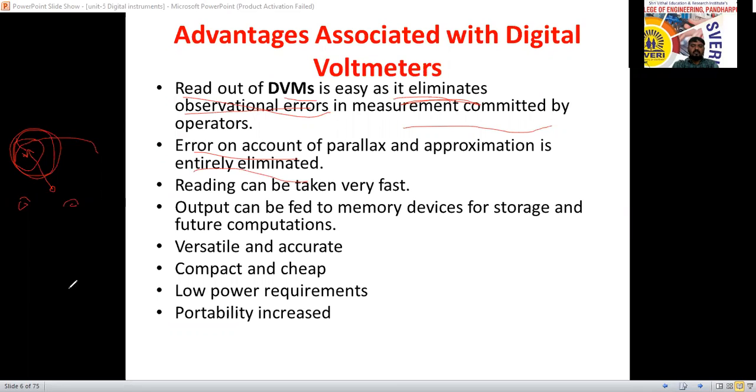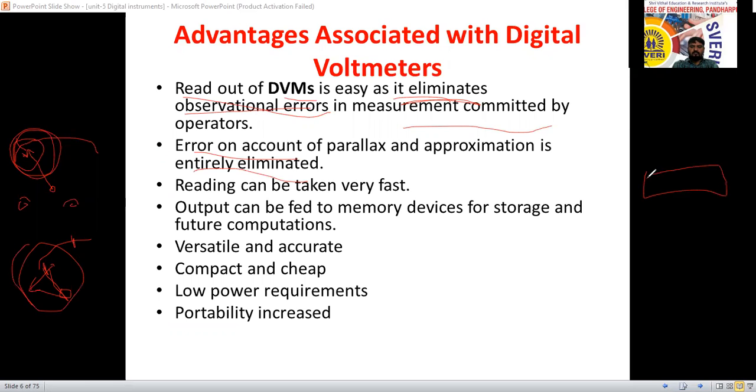Initially, without giving any supply, the pointer should be at 0. But if it is above or below that, that is called parallax. We can eliminate that entirely. The approximation we cannot use over there. The exact value we will get in the digital meter. It is going to show the exact value.